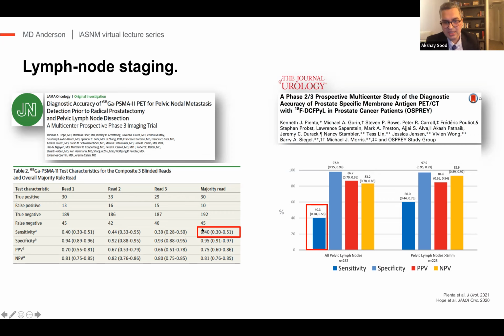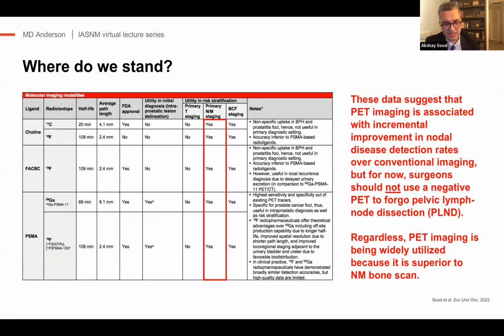So again, PSMA does improve nodal staging a little bit, but the benefit is not as high as we had at least hoped initially. So unfortunately, we still cannot completely rely on PSMA to tell us which patient should undergo lymphadenectomy or not. So a summary statement here: looking at all the available data at this point, PET imaging is associated with incremental improvement in nodal disease detection rates. But for now, a negative PET should not be used to forego pelvic lymphadenectomy in a prostate cancer patient.